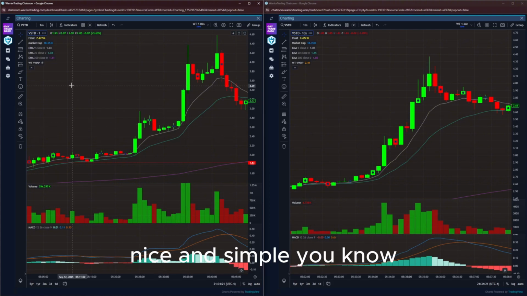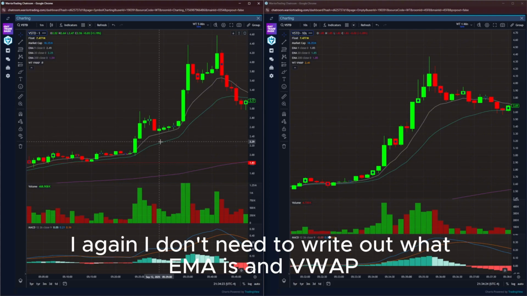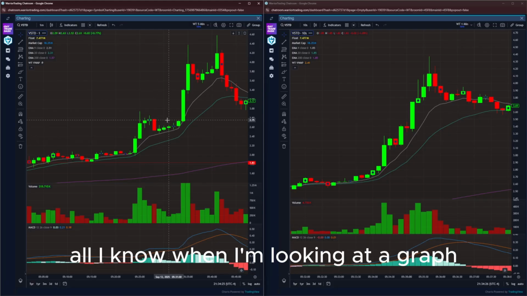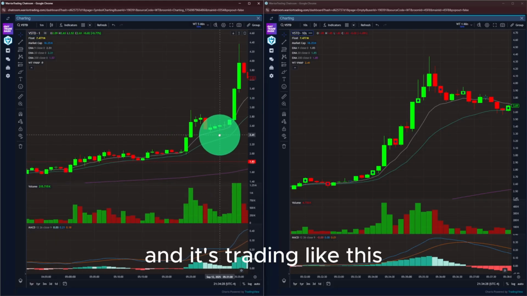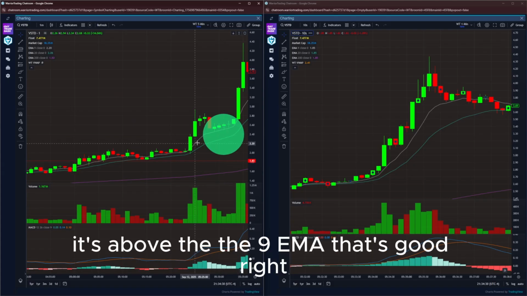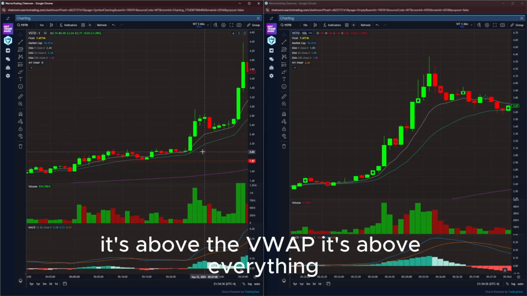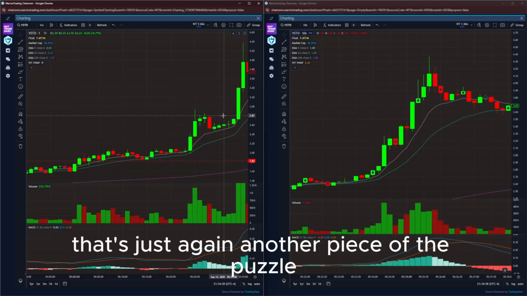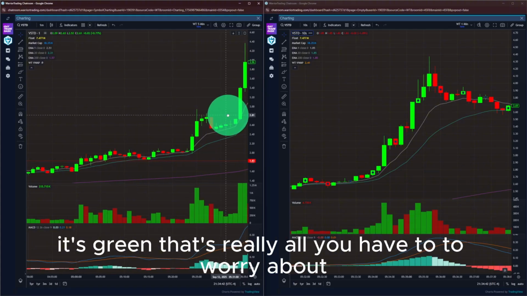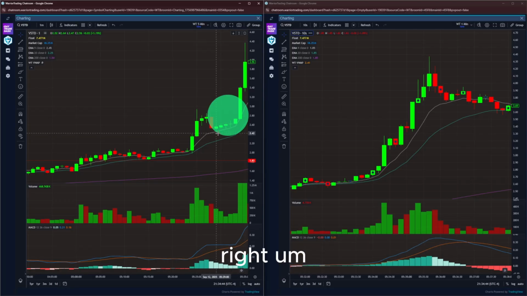Nice and simple. I don't need to write out what EMA and VWAP are. All I know when I'm looking at a graph and it's trading like this is that it's above the 9 EMA. That's good, that's one more clue. It's green, it's above the VWAP, it's above everything. That's just another piece of the puzzle. It's green. That's really all you have to worry about.